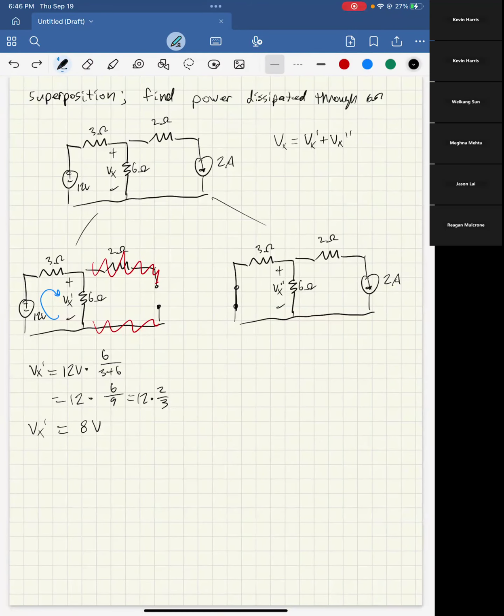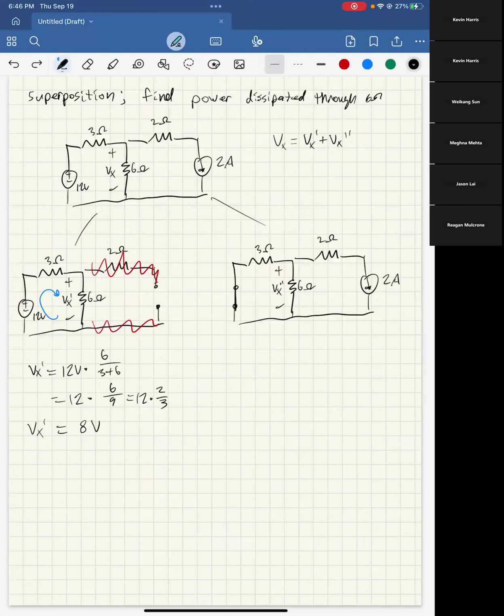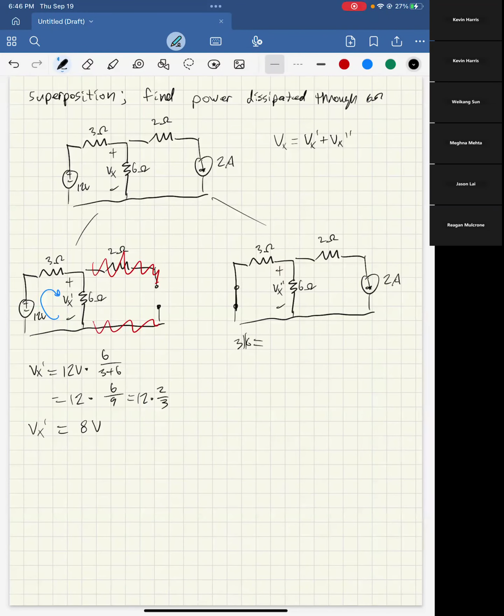So now looking at this, if you want to simplify the resistors, if I were doing this on a quiz, I would write down this expression that I put in my calculator. You can see here that the 3 and the 6 are going to combine into, I'll call this R prime. And then the total voltage across them would be R prime over 2 plus R prime times 2 amps.